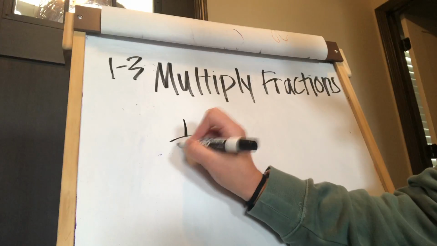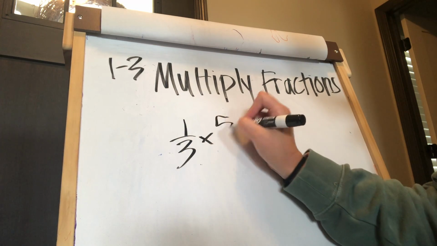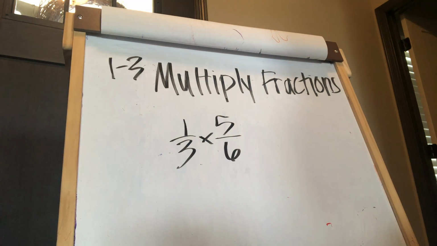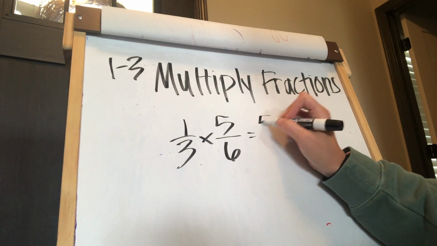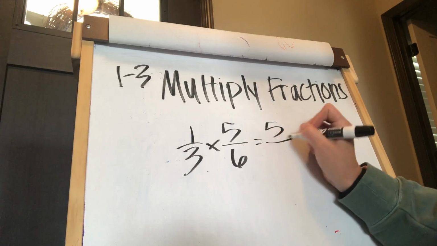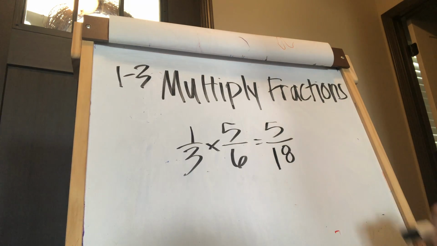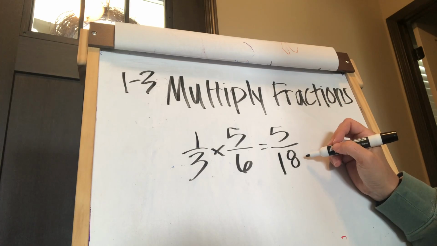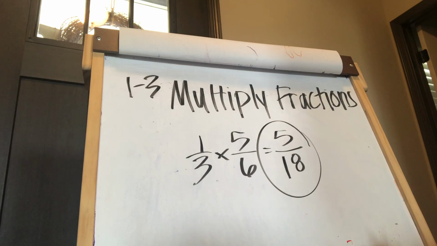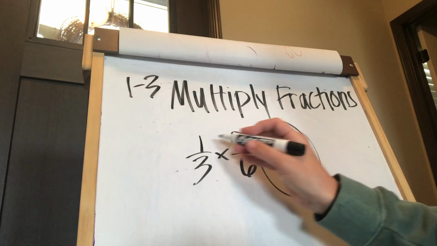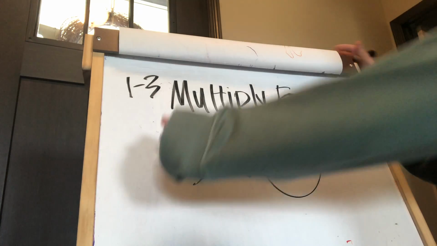So our first one here is 1/3 times 5/6. When we have this problem, all we're doing is multiplying our numerators. We get 5. Our denominators, 18. We need to think, is there any number that goes into both of those to simplify? And there is not, so that is our answer. So multiplying fractions: across the top, across the bottom.